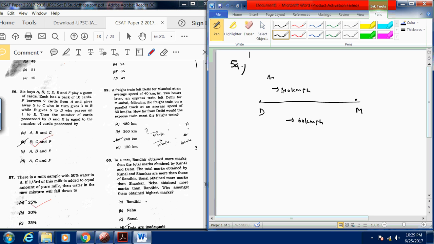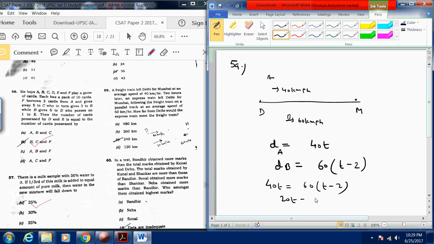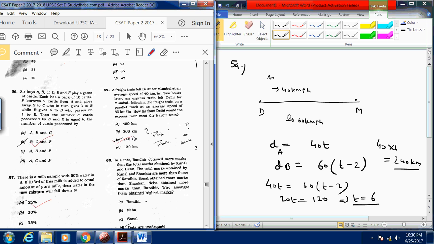Where will they meet? Now say the distance that A travels in a time say t is 40t. Distance that this mail express B travels, since it starts 2 hours late, will be 60 into t minus 2. So 40t is equal to 60 into t minus 2. That means 20t is equal to 120. T is equal to 6. After 6 hours they will meet. And how far from Delhi? That means they will meet at 40 into 6, that means 240 kilometers from Delhi. So that is the answer.